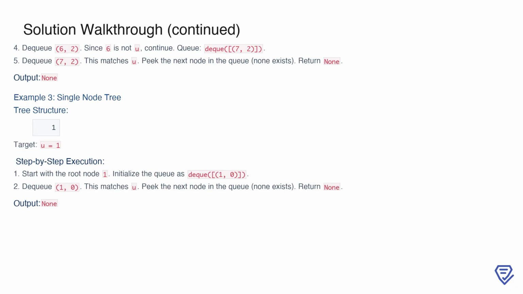In the third example, we consider the simplest case, a single node tree, where the root node is also the target U. We start by initializing the queue with the root node as 1, 0. Dequeuing this node, we see that it matches U. Since there are no other nodes in the queue, the nearest right node does not exist, and we return none.